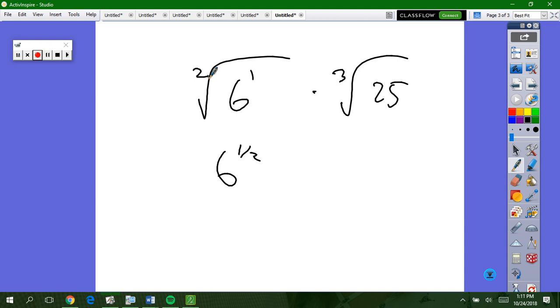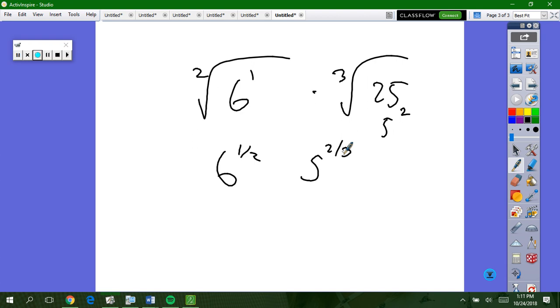I know that's what that is, but my reasoning was good too, wasn't it? Isn't 25 5 squared? So how could I write this? 5 to the 2/3. You guys agree with me on that? Okay. Now, what radical could I make them both be like?